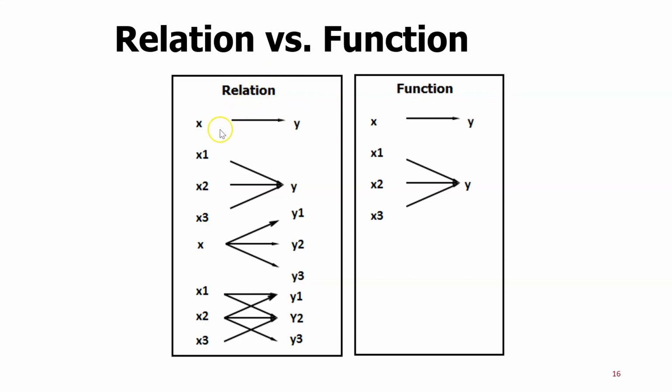So when you have a relation, you have 4 types of relation. The first one is 1-to-1. The second one is many-to-1. And the third one is 1-to-many. And the last one of the relation is many-to-many relation. So we have altogether 4 types of relations. But for function, you only consider 2 types of relation as a function, which is the one-to-one and many-to-one. Okay, so the output, you only have one over here.